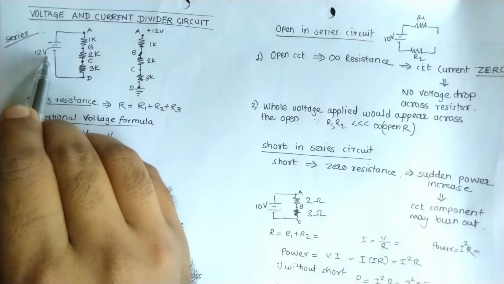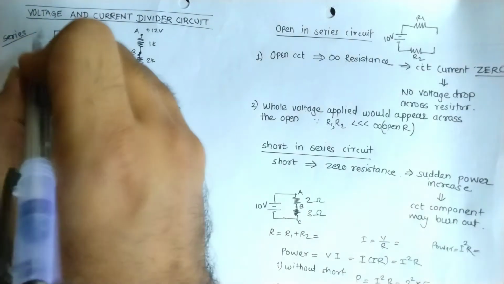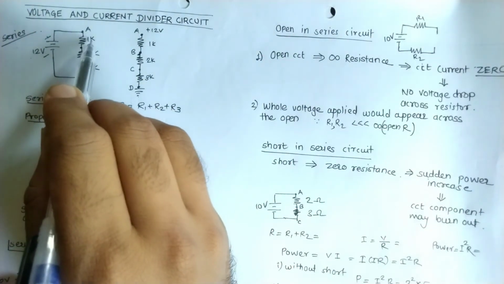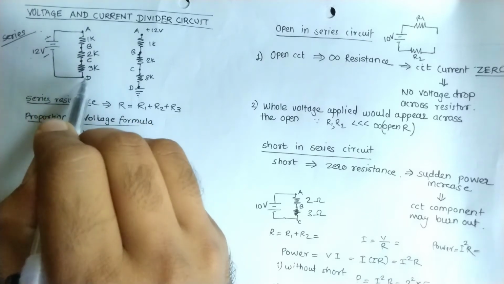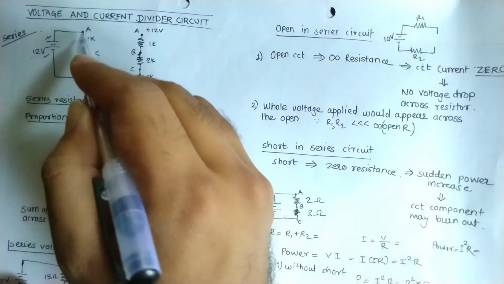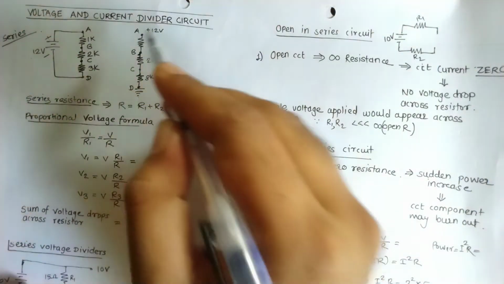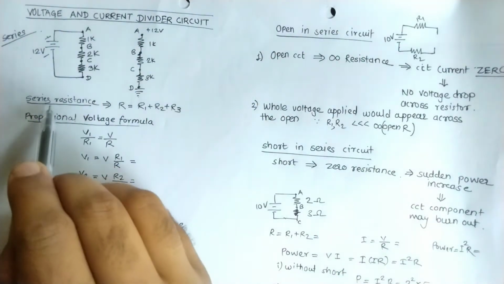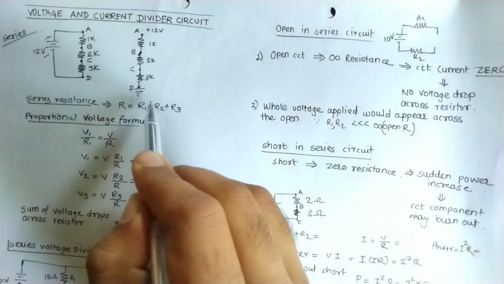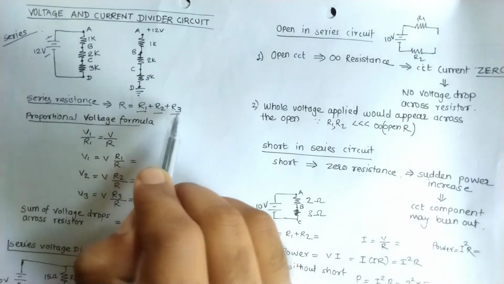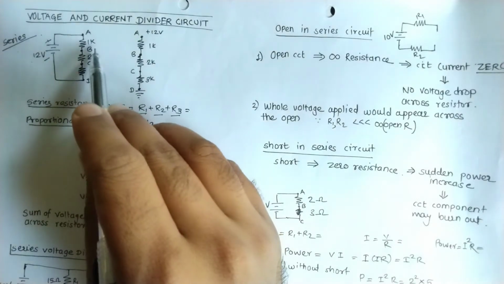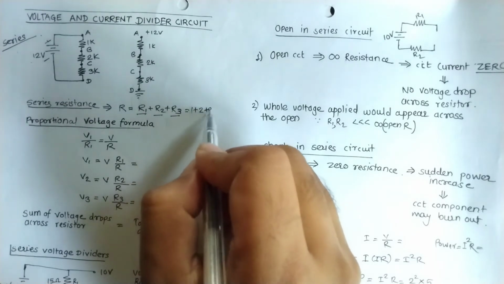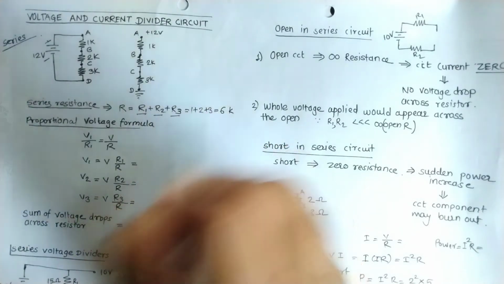Let's take a 12 volt supply applied, with the positive sign here and negative here, and 3 resistors: 1 kilo ohm, 2 kilo ohm and 3 kilo ohm. So 3 resistors are in series, and we can show it in this way also. The series resistance can be calculated as the summation of R1, R2, R3. So 1 plus 2 plus 3 is equal to 6K.